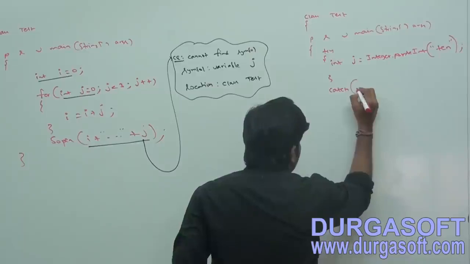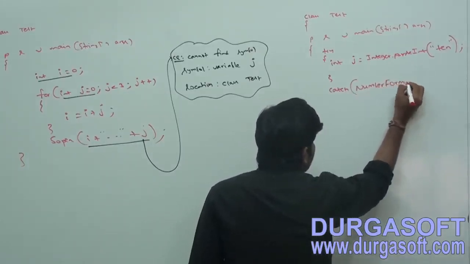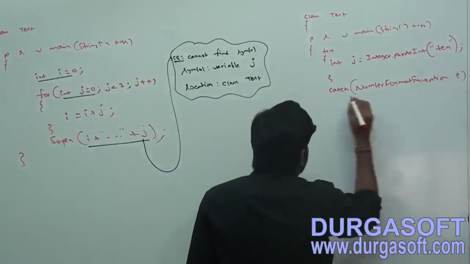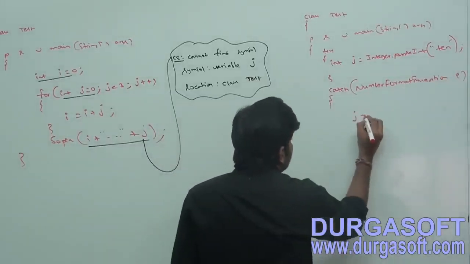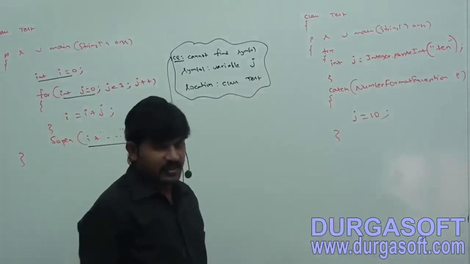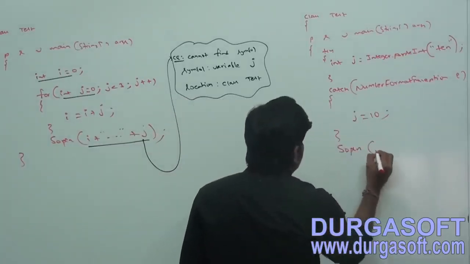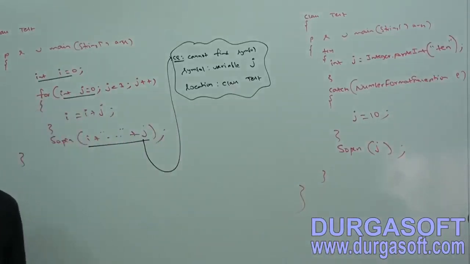Catch NumberFormatException. Boss, if a number format exception comes, in that case can you please keep j is equal to 10? Sir, assign 10 directly, no conversion required. And then can you please print SOP of j?